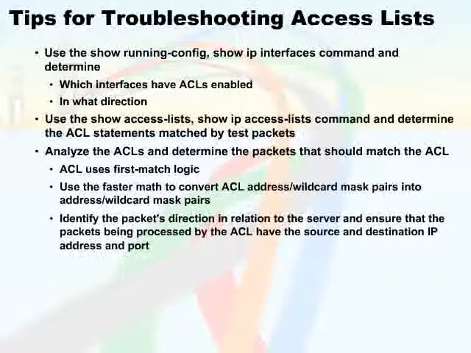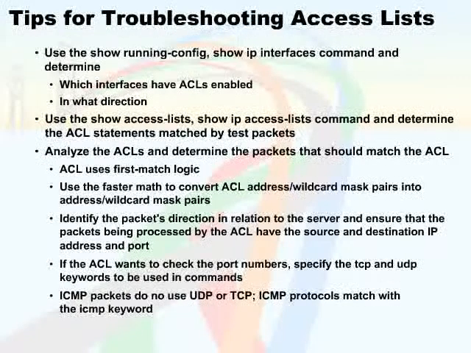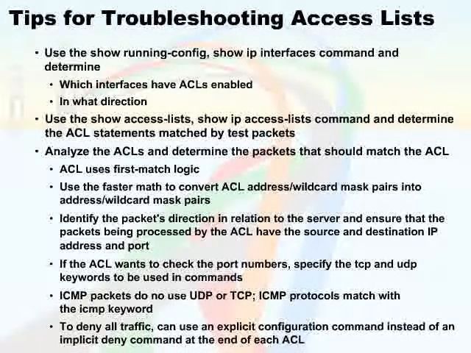We should identify the packet's direction in relation to the server. We should also ensure that the packets being processed by the ACL have the source and destination IP address and port. If the ACL checks the port numbers, specify the TCP and UDP keywords to be used in the commands. We need to keep in mind that ICMP packets do not use UDP or TCP. The ICMP protocols match based on the ICMP keyword. If we want to deny all traffic, we can use an explicit configuration command instead of an implicit deny command at the end of each ACL.